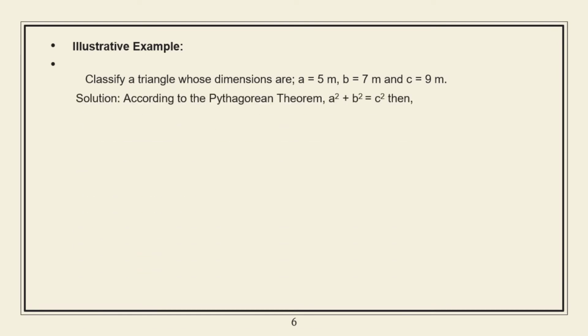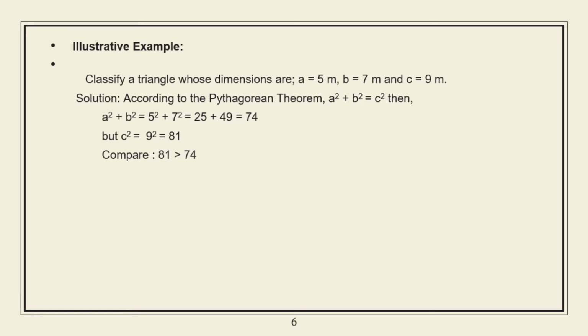According to the Pythagorean Theorem, A squared plus B squared equals C squared. So, when we substitute the values of A, B, and C, A is 5, so 5 squared plus 7 squared. 5 squared is 25, and 7 squared is 49. So, 25 plus 49 equals 74. C squared equals 9 squared, and 9 squared equals 81. So, 81 is greater than 74.